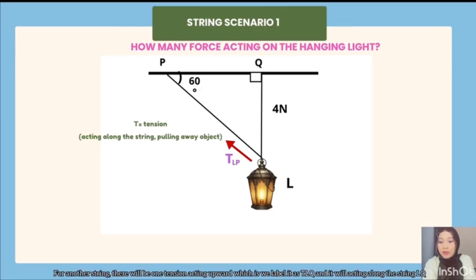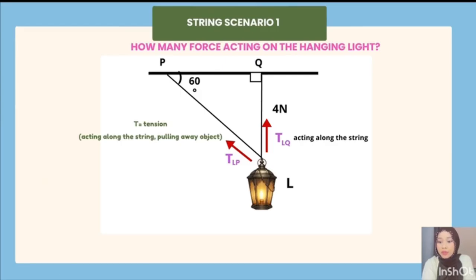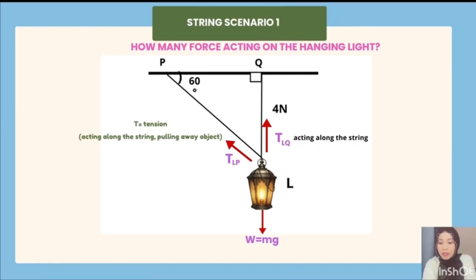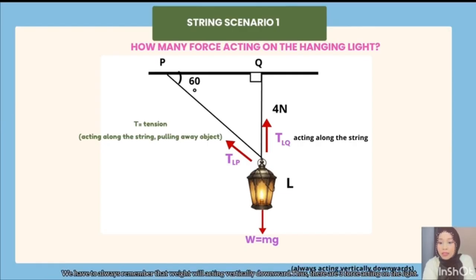For the other string, there will also be one tension acting upward, which we label as TLQ, and it will act along the string LQ. There is also one more force acting on it, which is weight. Weight is equal to mg, which is mass times gravitational acceleration. We have to always remember that weight is always acting vertically downwards. So there are 3 forces acting on this light.